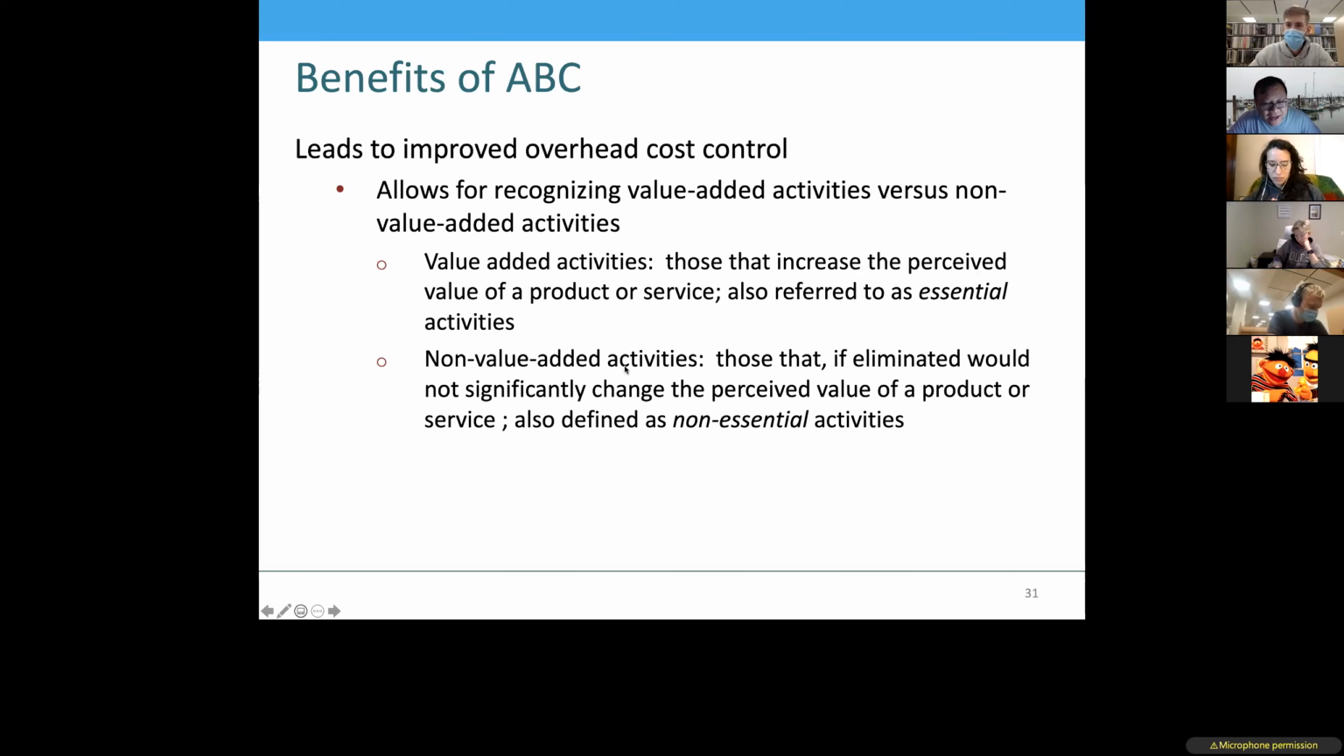Non-value added activities are the activities that, if eliminated, would not significantly change the perceived value of a product or service, also defined as non-essential activities. So what would be a non-essential activity in the university setting?